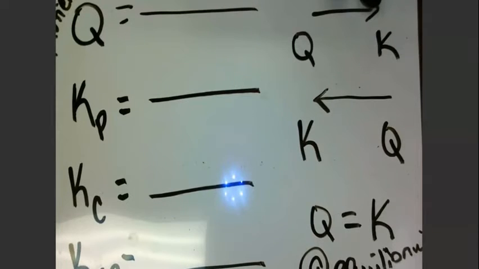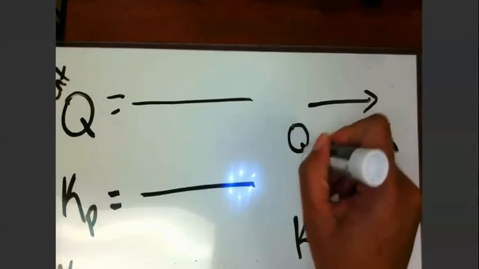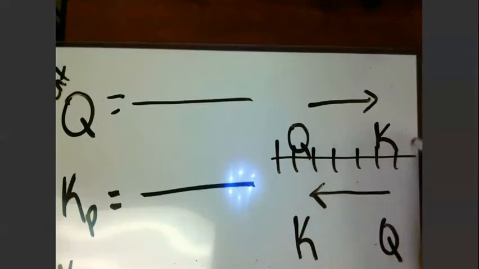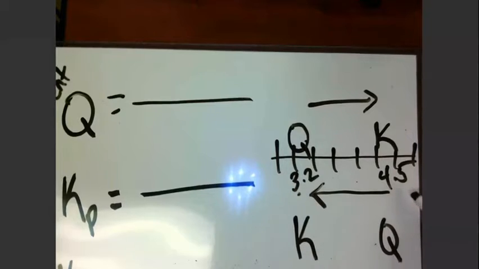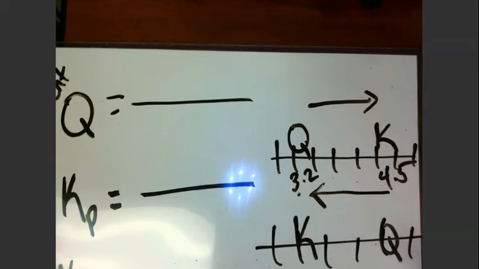When it's the less than and the greater than: if Q is less than K on a number line, let's say this is 3.2 and this is 4.5. If you determine your values and realize that the Q value is less than the K value, in order to establish equilibrium, there would have to be a shift to the right. On a number line, let's say the Q value is 5.4 and the K value is 2.2. Because the Q value is higher than K, there would have to be a shift to the left in order to reach equilibrium. So the reaction would have to shift to the left.